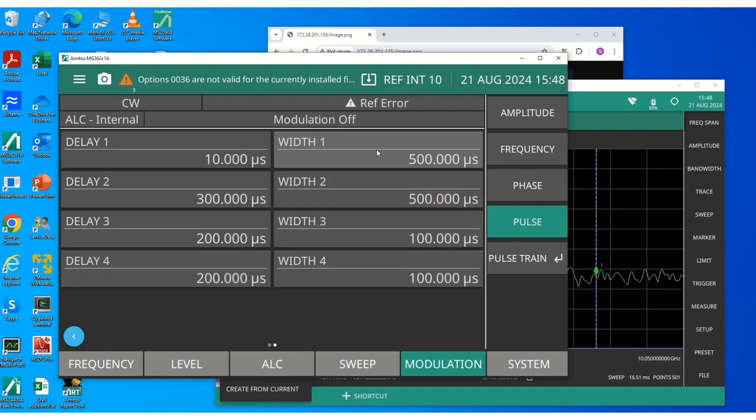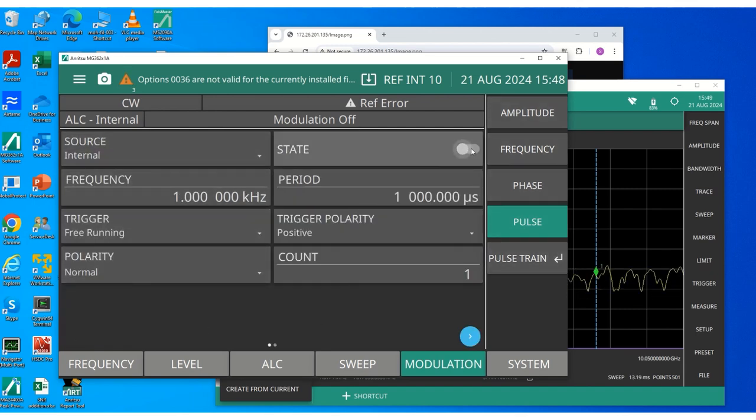set the pulse width. When there is only one pulse, the delay does not matter. It will always start at the start of the pulse. The delay will be essentially 0, so this setting does not matter. The pulse width, this is the pulse width, and we will set it to 500 microseconds, which means this will be a pulse pattern with 50% duty cycle. So we'll set it to 50%, and then we will go back and we will enable the pulse modulation.